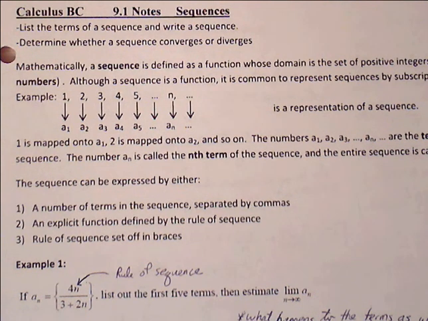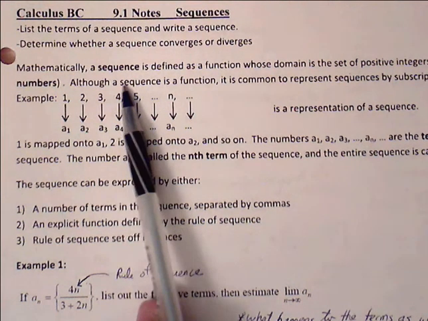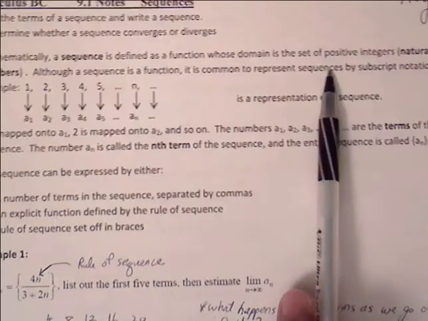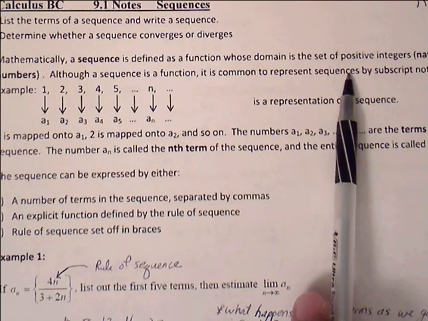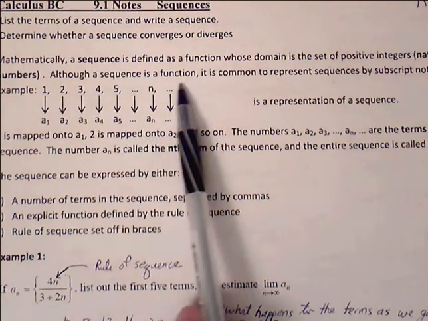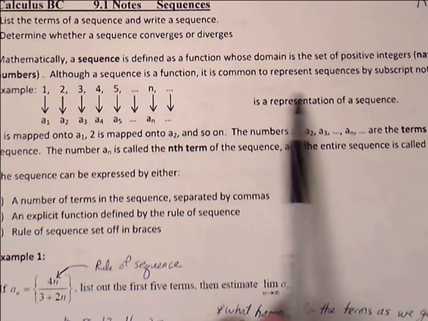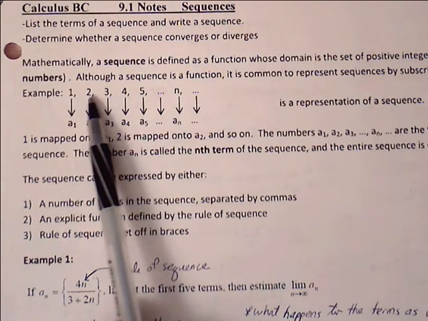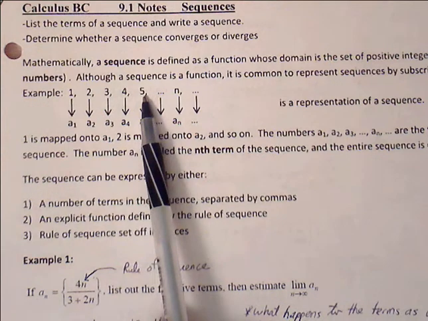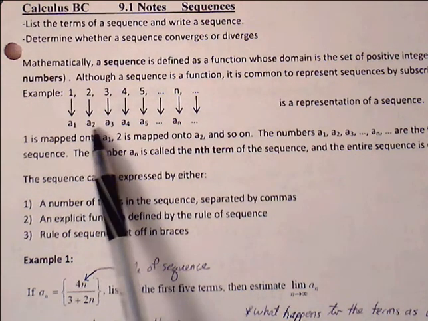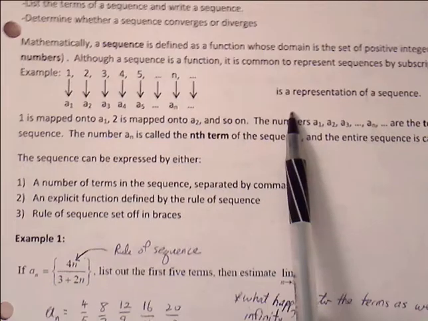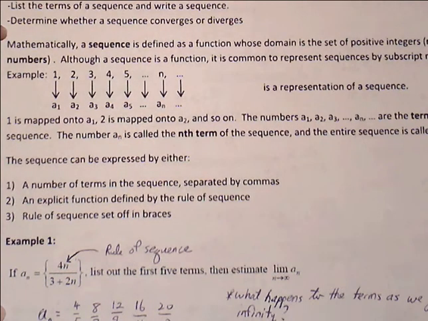Let's go over notes for section 9.1 on sequences. A sequence is simply defined as a function whose domain is the set of positive integers, natural numbers greater than or equal to 1. Although a sequence is a function, it is common to represent sequences by subscript notation. For instance, the first, second, third, fourth, and fifth term will be represented by a sub 1, a sub 2, a sub 3, and so on until a sub n. And this is simply a representation of a sequence.